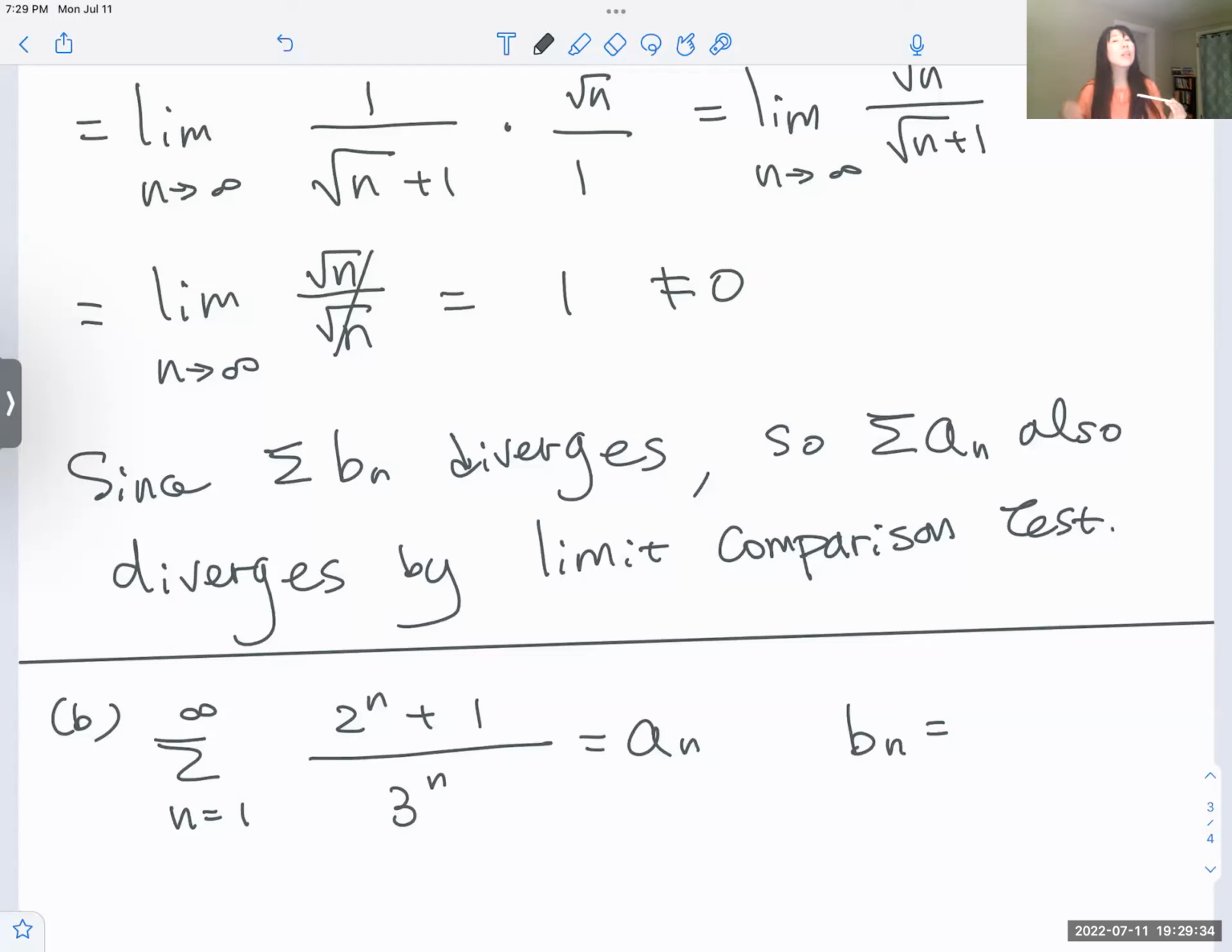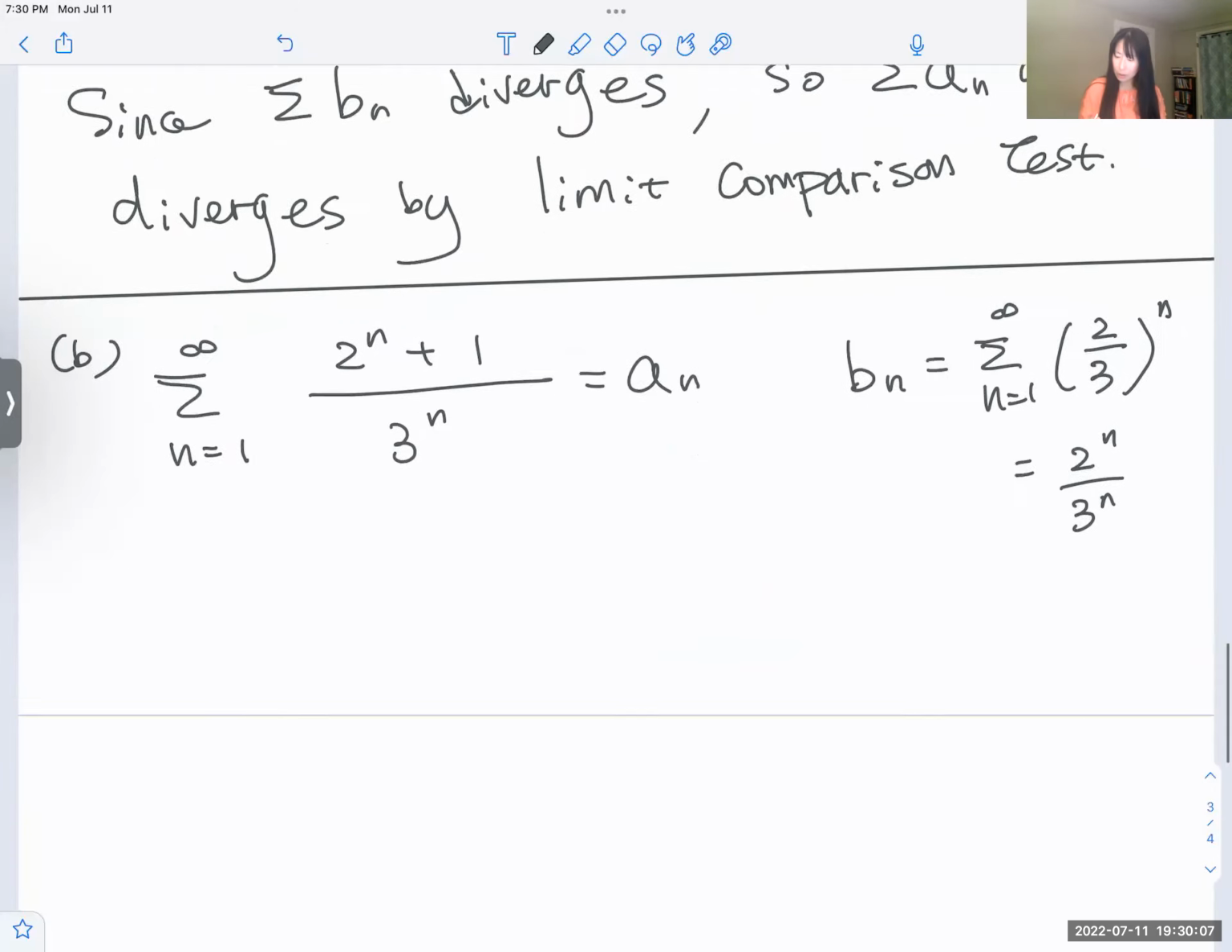Just get rid of the 1 again. So we can say that is a series of 2 over 3 to the n power. Or we can say that's just 2 to the n power over 3 to the n power. Same as. Now we check the limit comparison test, where we get a number, or 0, or positive infinity.